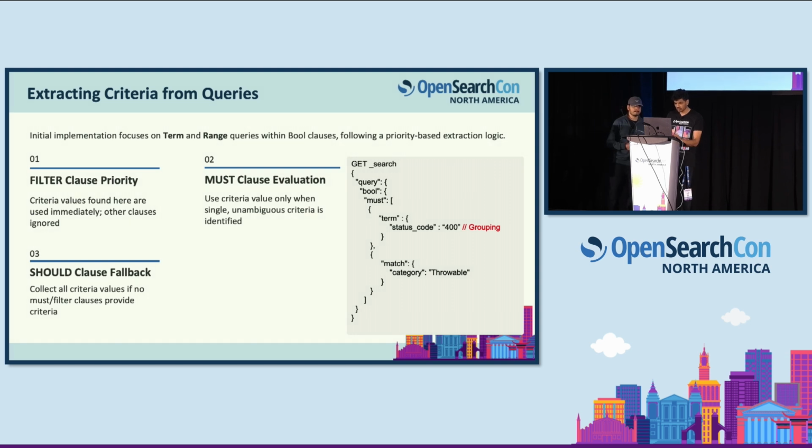To give an example with the status code, I have a sample query on the slide. Here we are trying to find the status code of 400 and a throwable inside a term, trying to match that category. The extraction logic will try to extract the status code, and we saw a script in the grouping criteria mapping example that will execute that script with the 400 value and finally get 4 as the group.